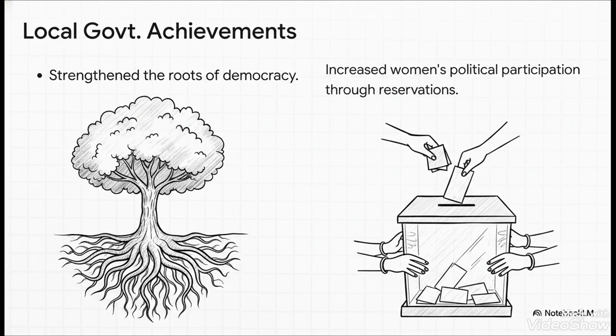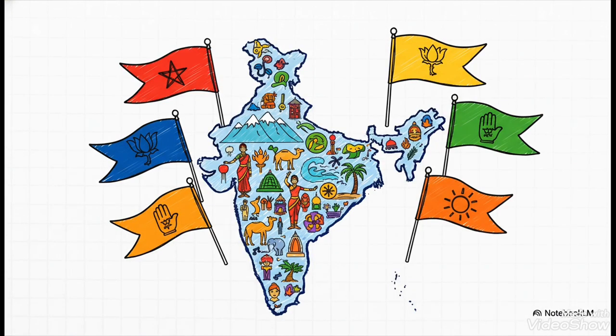Okay, for question 13, this is a 2-mark question, so you guessed it, you need 2 points. It's asking about the achievements of local governments. Point 1, they strengthened the very roots of democracy. Point 2, they boosted women's political participation through reservations. 2 marks, 2 clear points. Simple as that.